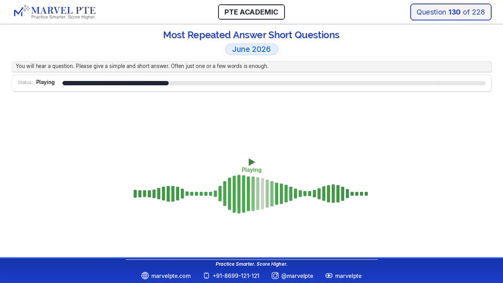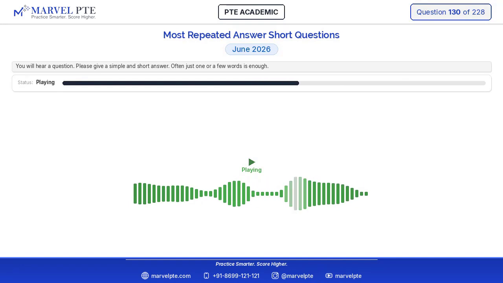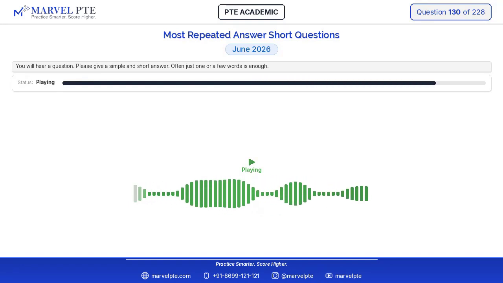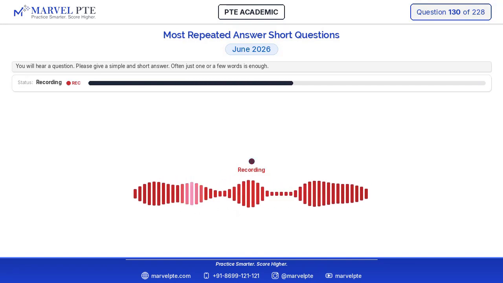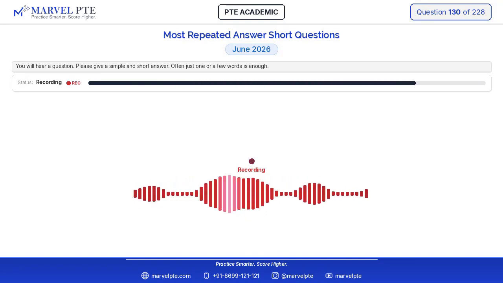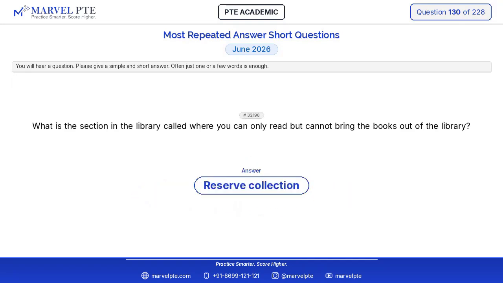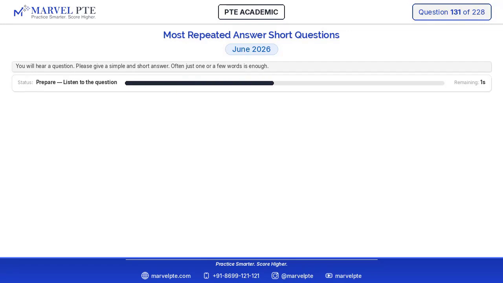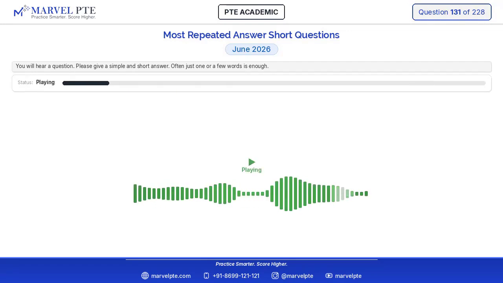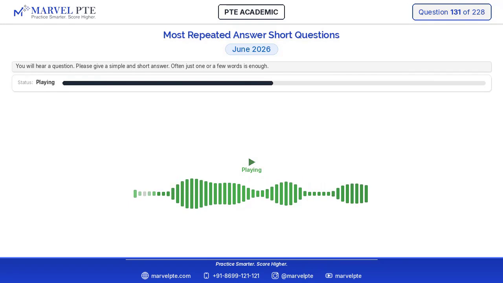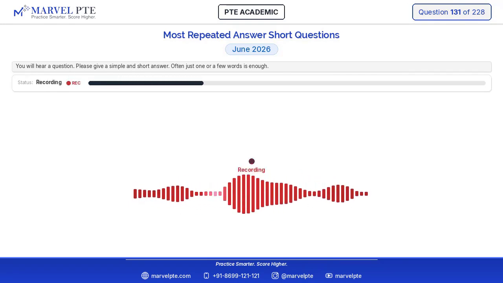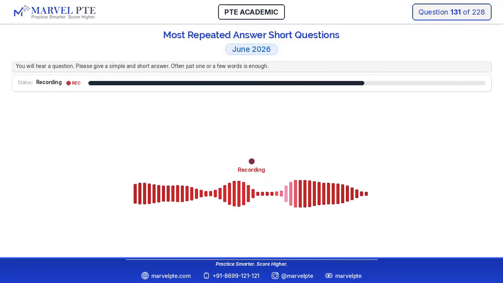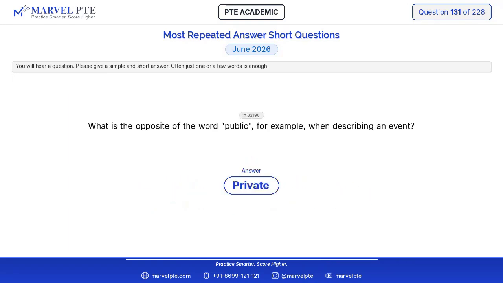What is the section in the library called, where you can only read but cannot bring the books out of the library? Reserve collection. What is the opposite of the word public, for example, when describing an event? Private.